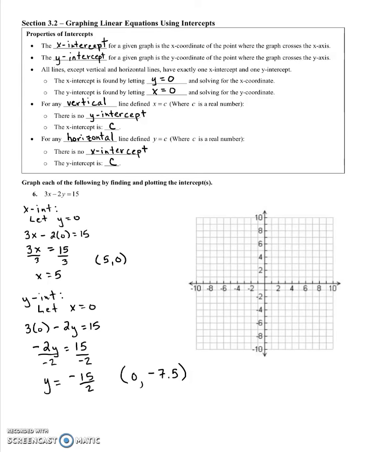So we have the point (5, 0) right here, and we have the point (0, negative 7.5), which is right there. And then we connect the dots with what we hope is a straighter line than I just made. Okay, pause the video and try to do the next 4 problems on your own, and then you can restart the video and see if you got them right.